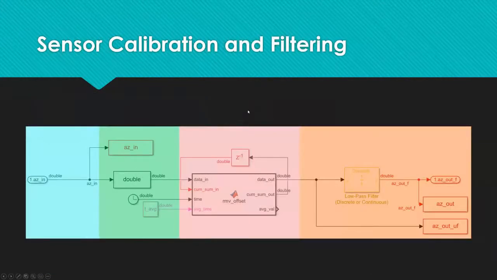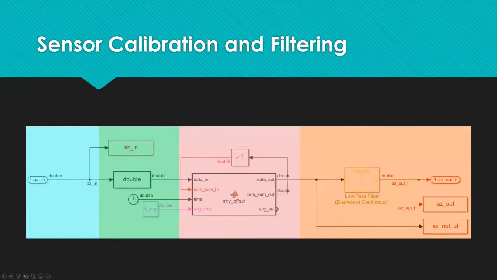Next is sensor calibration and filtering. So all sensors were processed in a sub-block that had this general architecture. The raw signal values entered in the blue block right over here, and then it gets converted into a double in the green section, because the drone measures things in singles and all the math we do is double precision.